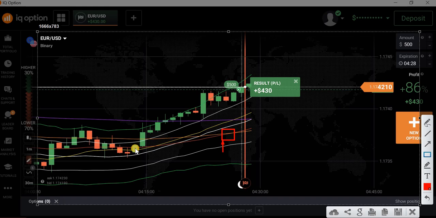Now, you see the faster EMA, look at this line here. This is the 50 EMA. It is crossing the 100 EMA. 50 is faster than 100. It is crossing it. Look at the 20 EMA. It is crossing the 50 EMA. It is crossing the 100 EMA. And at this point, it is crossing the 200 EMA.